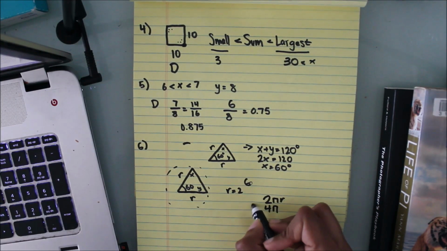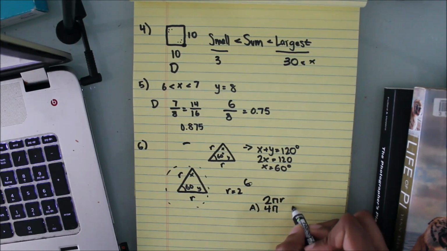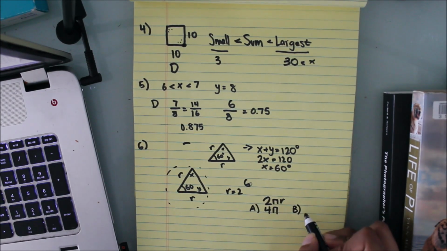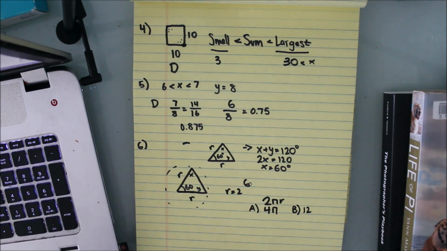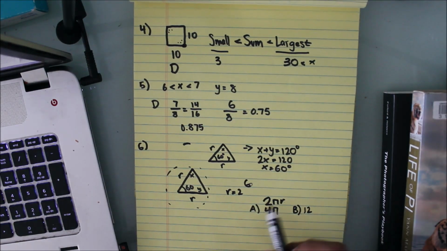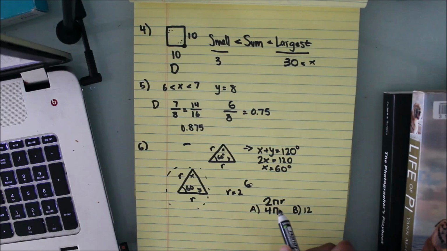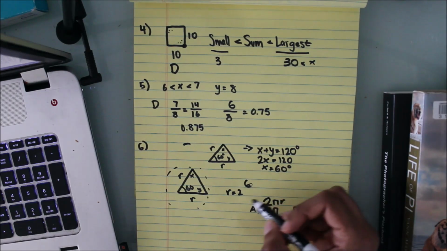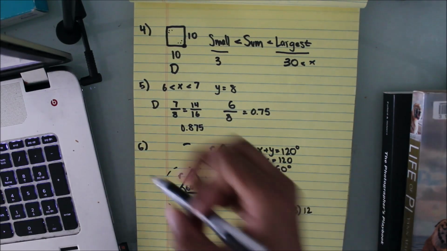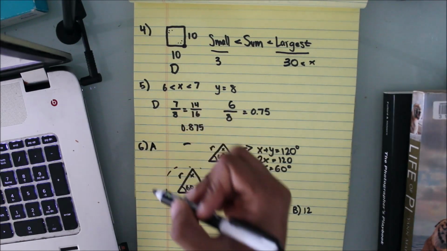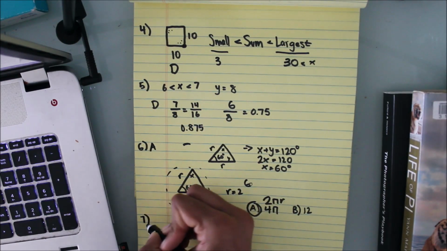So this is value A, and we know value B is going to be 12. So we know pi is going to be 3.14, and 4 times 3 is 12. So since 3.14 is greater than 3, we know that A is our answer. So great, we're done with number 6. Now let's do 7.